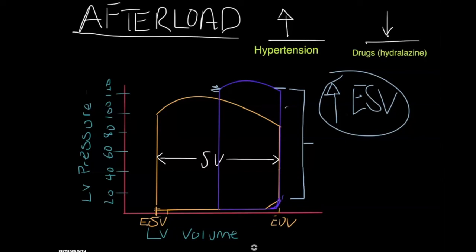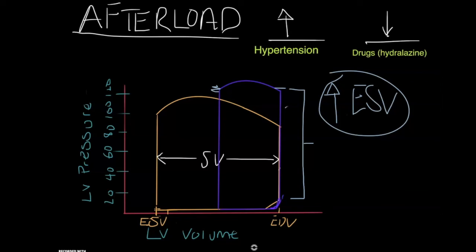Something that can decrease the afterload is a drug like hydralazine, which is an arterial vasodilator. Now, there are drugs like ACE inhibitors that we can use that affect both the preload and the afterload, and that's why I'm not using that as an example here, but those are also more commonly used drugs than this. This is a sole arterial vasodilator that's used, and it reduces the afterload.